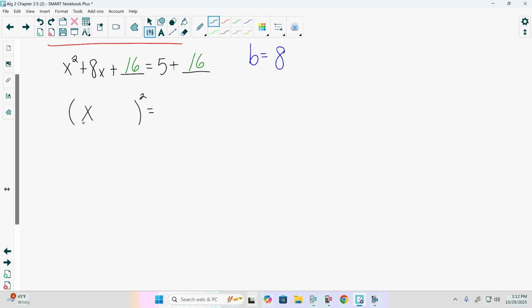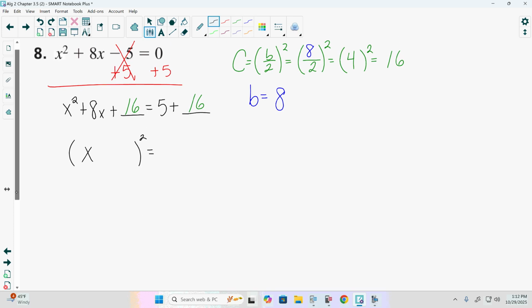Now we do need to factor here x squared plus 8x plus 16. We need to factor it to a single set of parentheses being squared. So we'll have our parentheses, we'll have x, and the number that goes inside the parentheses with x is the same number that's inside the parentheses before we squared it to find c. And that is positive 4. So we get x plus 4 squared equals, well, 5 plus 16 is 21. Questions on how we got to this point here?